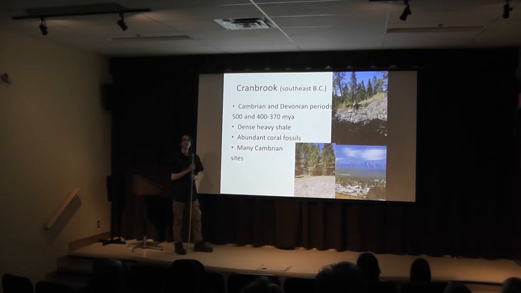The next area I'll be going over is Cranbrook, which is in southern British Columbia. Now, the rock in Cranbrook is between 500 to 370 million years of age, which contains the Cambrian and Devonian periods. These periods are known for having large coral reefs, and at this time there was no life on land.